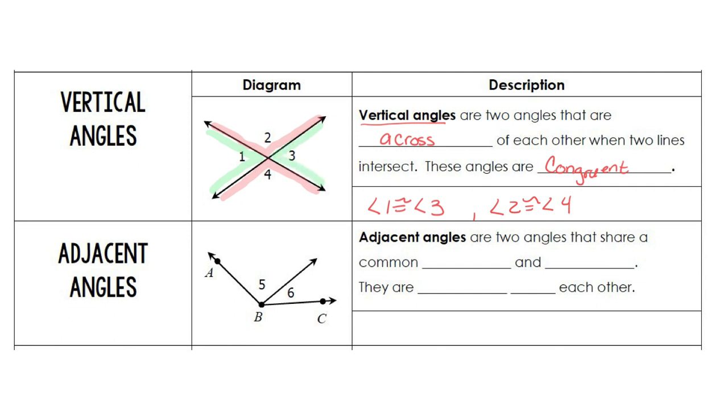So a few vocabulary words we're going to write off to the side too. Congruent looks like this. Okay, that is a symbol. And it means equal. It's going to have the same measurement.